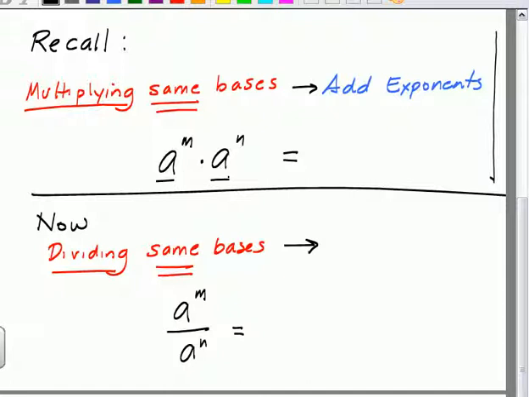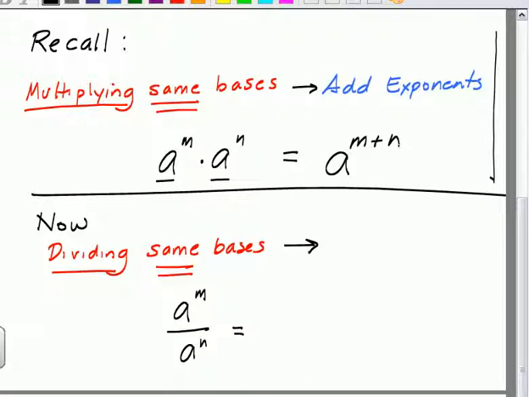So do you recall the shortcut when we are multiplying same bases? The base stays the same. That's easy. And then to get the new exponent, we just add the exponents that we have. So this is going to be m plus n. I'm trusting that you remember that from the previous video.